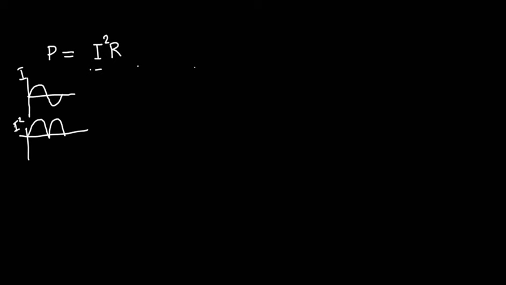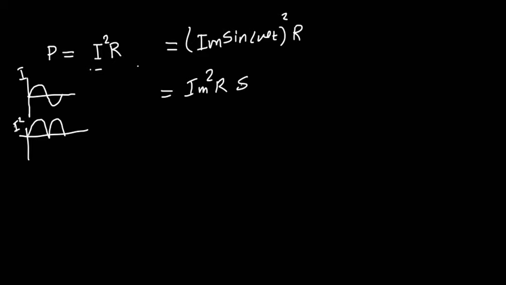Therefore I is equal to Im sin omega t, so P is (Im sin omega t) square into R, which is equal to Im square R sin square omega t. This is the instantaneous power P at every point.